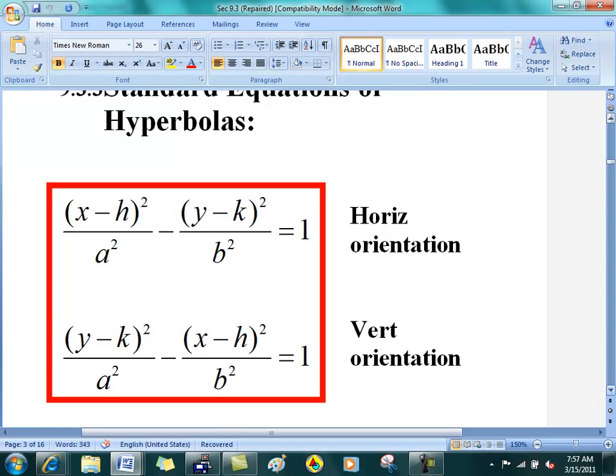Parabolas, ellipses, hyperbolas. Now, circles, there's only one equation because it doesn't matter which way it's oriented. The others depend on whether they are x-oriented or y-oriented. So here are two equations for hyperbolas. And you guys tell me how you want to try and memorize the rules as to which one's horizontal and which one's vertical.